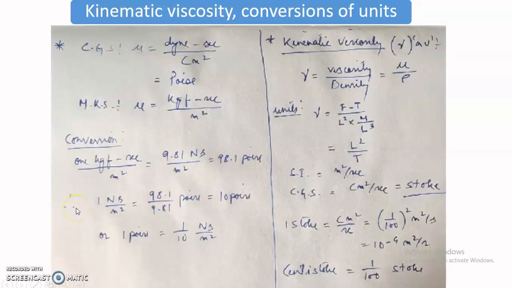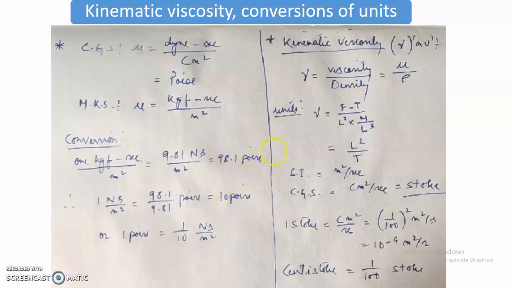Suppose in numericals or objective questions, if you have the units in SI or vice versa, the units in CGS, you can convert it either to CGS or SI unit. It's very clear. Or from here you can see 1 poise is equal to 1 by 10 Newton second per meter square. So you need to keep this in your mind to solve simple numericals so that you don't have any confusion. Okay, clear about this?